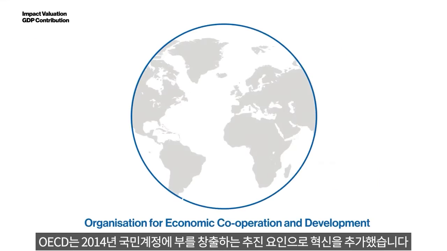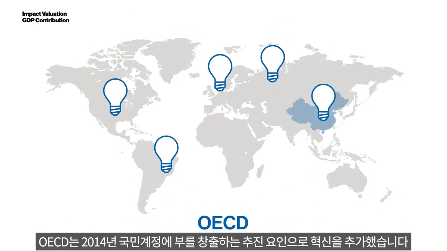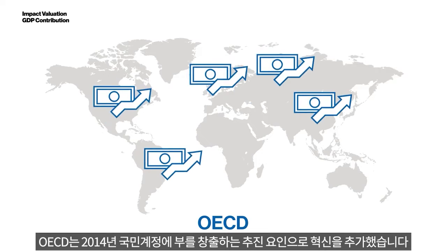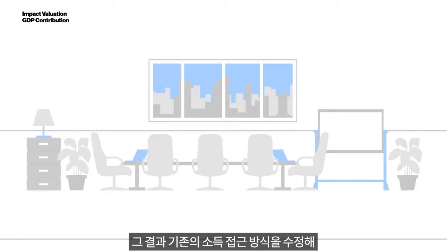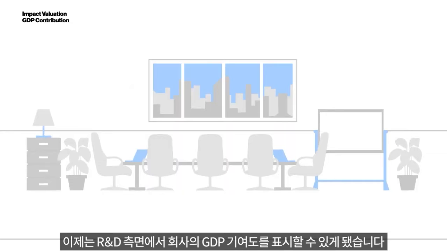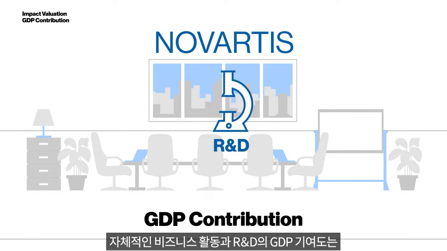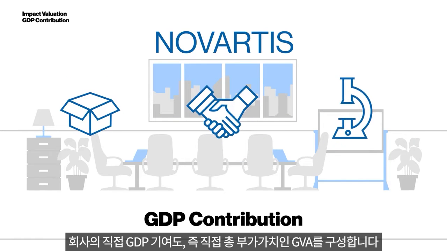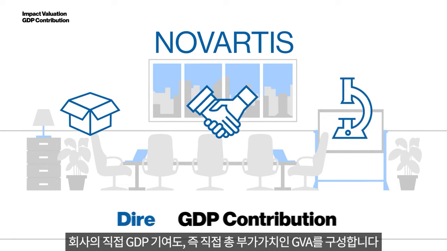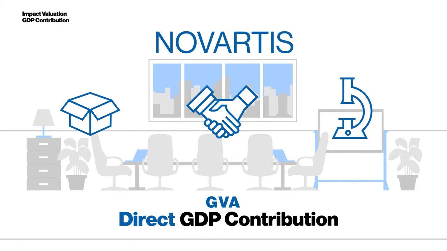In 2014, the OECD introduced innovation as a driver of wealth into the systems of national accounts. Using a modified version of the income approach, it is now possible to express a company's GDP contribution from R&D. The GDP contribution from own business activities as well as from R&D constitute a company's direct GDP contribution, or direct gross value added, GVA for short.